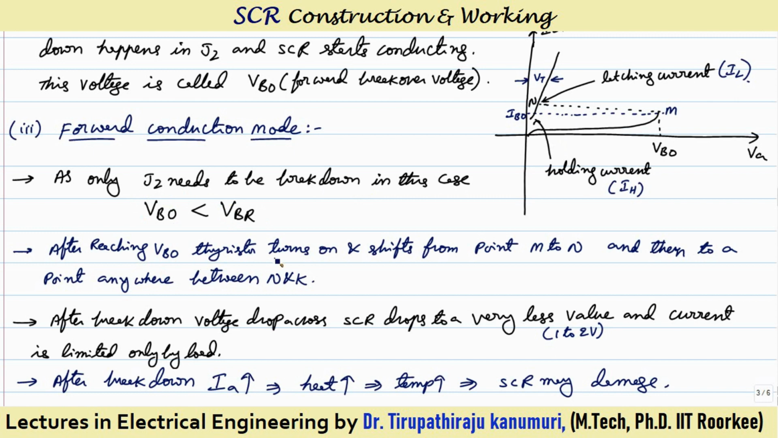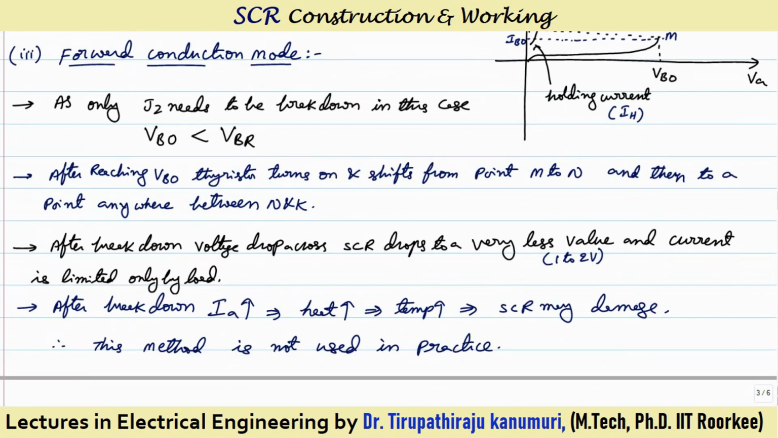So after reaching the VBO, the thyristor turns on and shifts from the point M to N, and then to a point anywhere between this N and some K, some point K I am representing here. So after the breakdown, the voltage drop across the SCR drops to a very small value, of the order of 1 to 2 volts only, and the current is limited only by the load. So even when the breakdown VBO happens, if the load has a very small value, a huge value of current will pass and the SCR may be damaged.